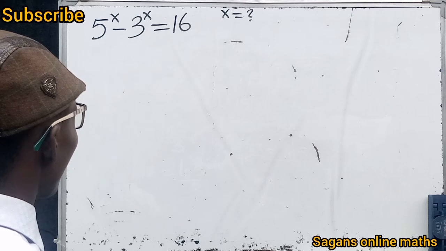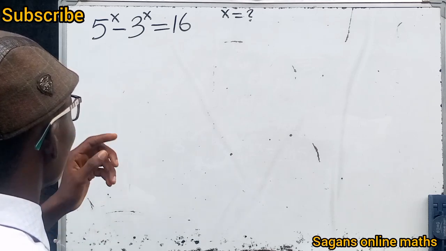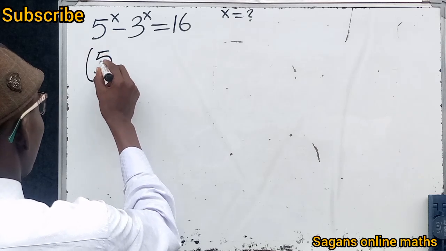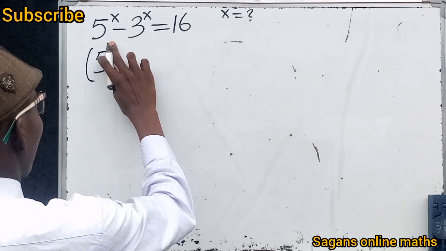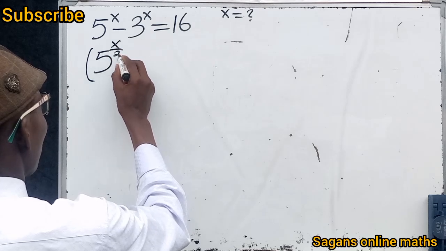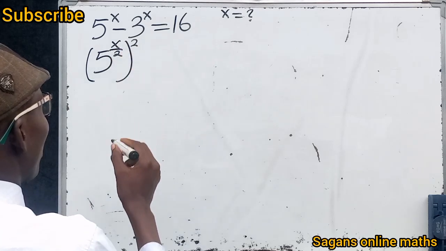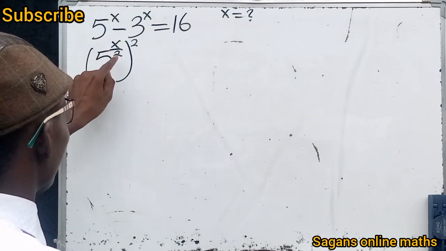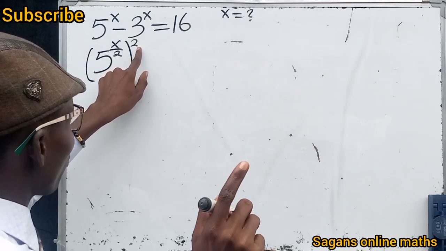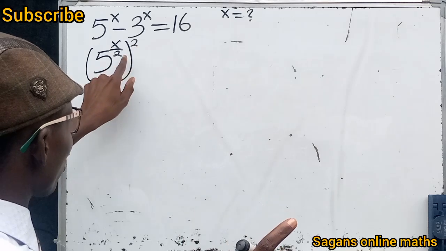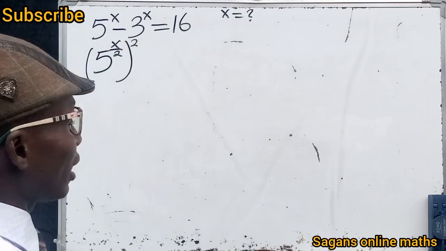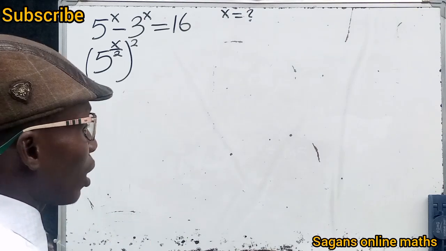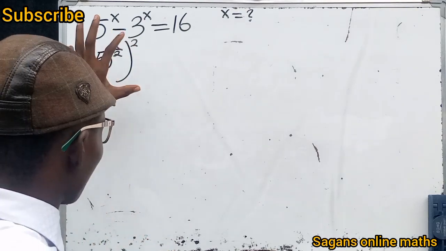Now I am not wrong if I decide to write 5 raised to the power of x as 5 to the power of x divided by 2, all raised to the power of 2, because by one of the properties of indices, these two will cancel, so I will just have 5 raised to the power of x. I'm not wrong. That's why I say I want to approach this problem with the mathematical aspect.